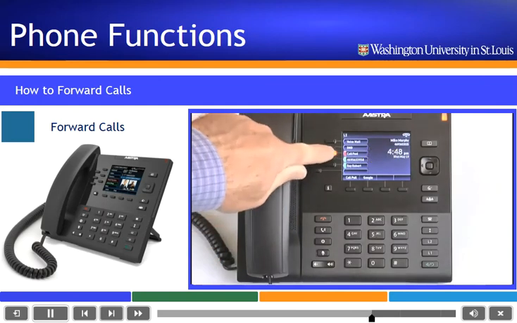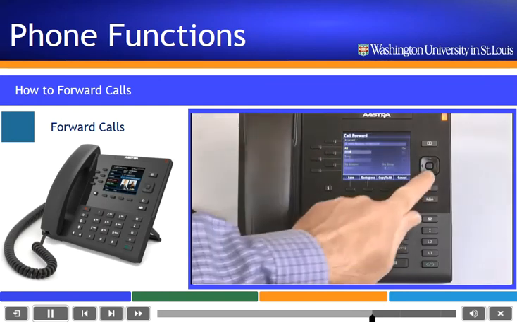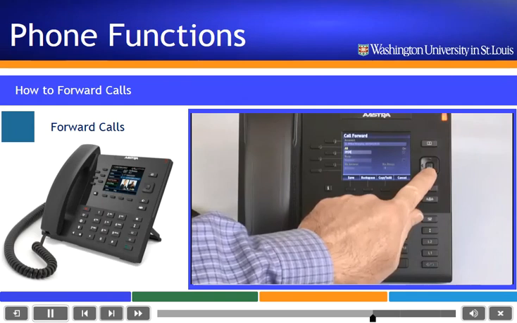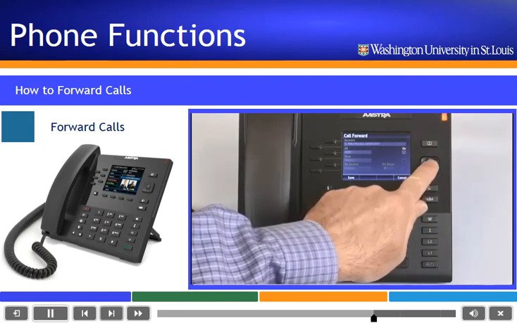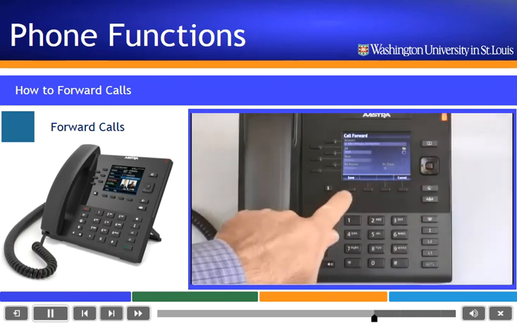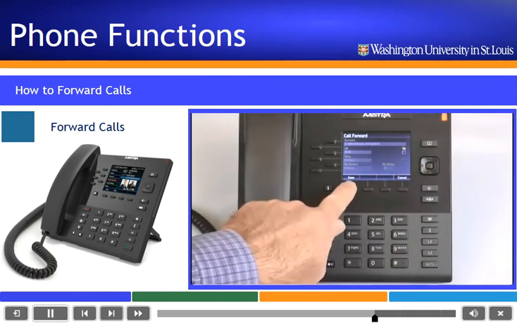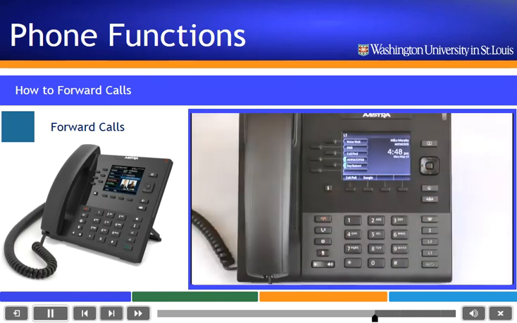To turn off Call Forward All, return to the Call Forward menu through the options list or the Call Forward soft key. Press the down arrow and press the center navigation button to remove the check mark. Then press the Save Soft key. The Call Forward feature is now turned off.